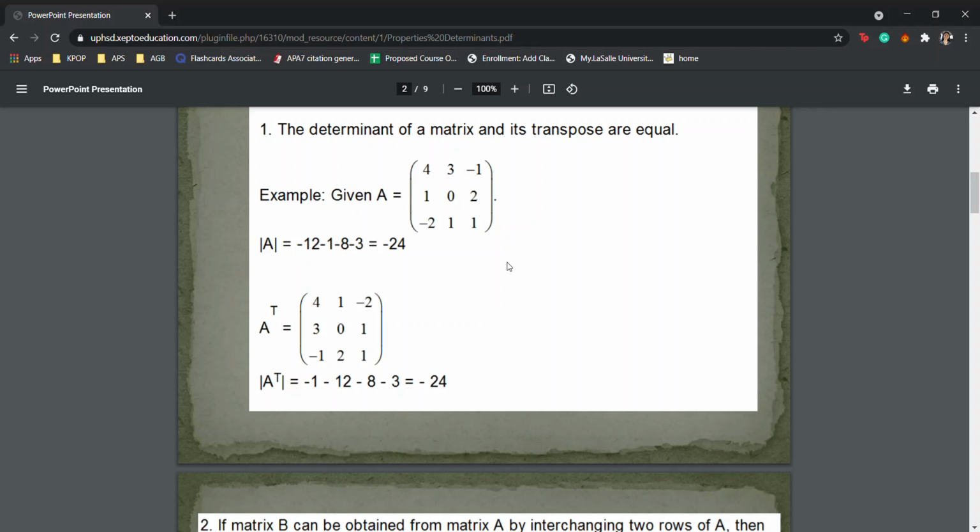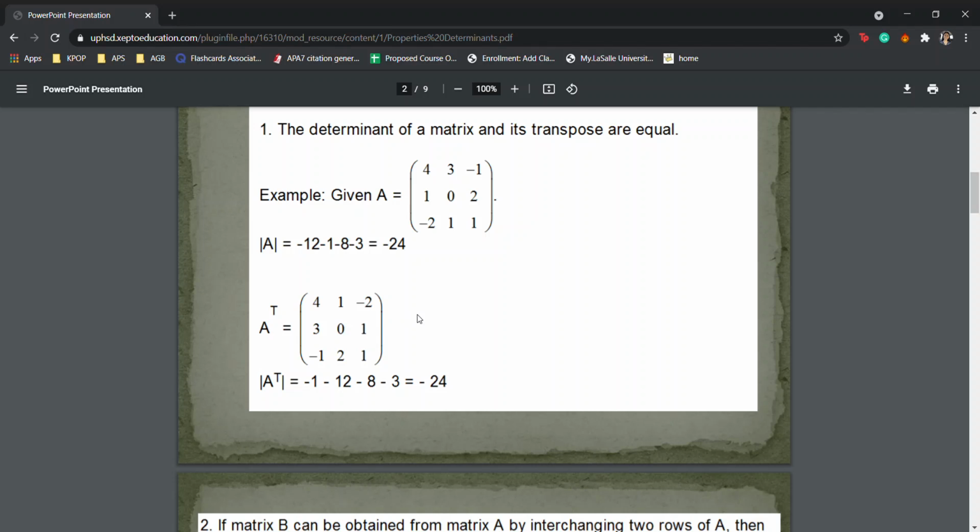So you have an example, given matrix A, which is a 3 by 3, applying the basket weaving method, it will be equal to 4 times 0 times 1 or 0, 3 times 2 times negative 2 or negative 12, negative 1 times 1 times 1, negative 1, minus the product, negative 1, 0, and negative 2, which is 0, minus 3 times 1 times 1, that will be 3, and then 4 times 2 times 1, negative 8. So that will add up to negative 24.